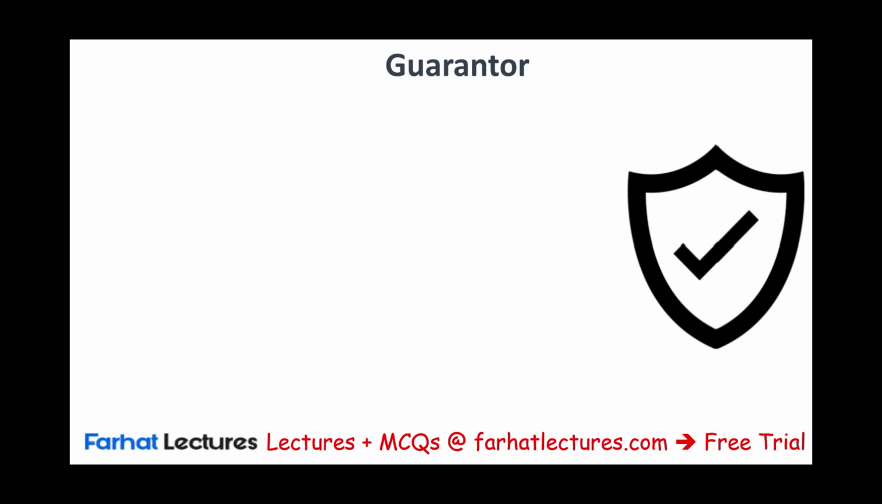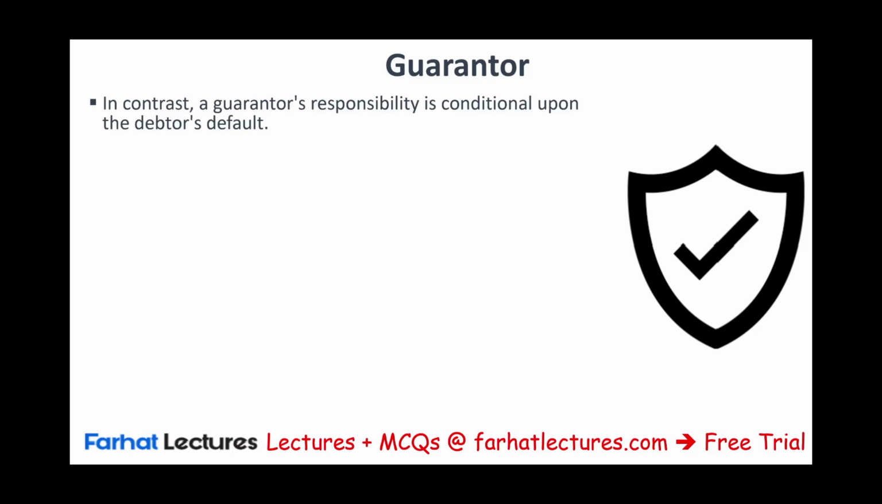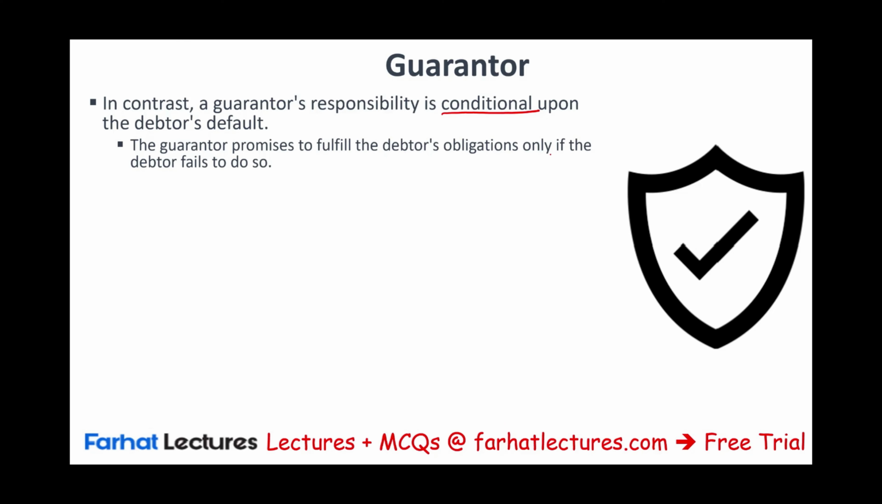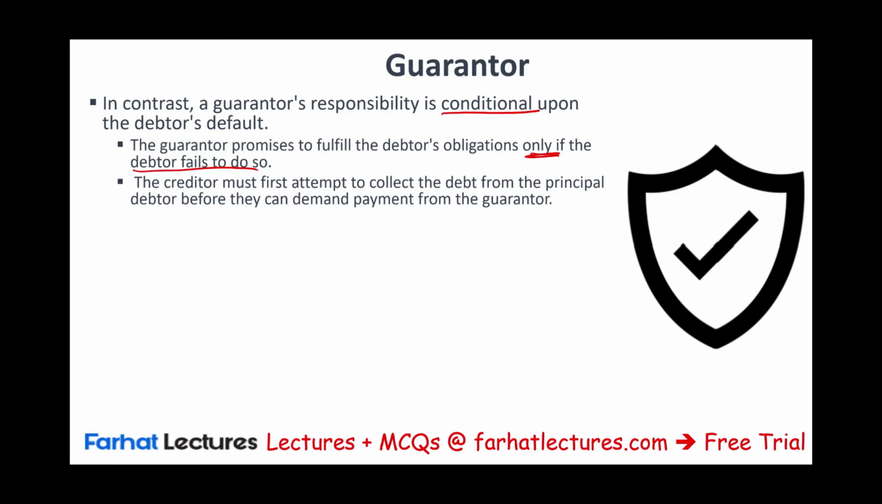Let's take a look at what a guarantor is. A guarantor has a responsibility, but that responsibility is conditional upon the debtor's default. What does that mean? It means the guarantor promised to pay the debt only if the debtor fails to do so. So we're going to look at the example of David, Emily, and Frank shortly. But simply put, you can't go to the guarantor directly. First, you have to go over the person that borrowed the money. The creditor must first attempt to collect the debt from the principal debtor, the person that borrowed the money, before they can demand the payment from the guarantor.